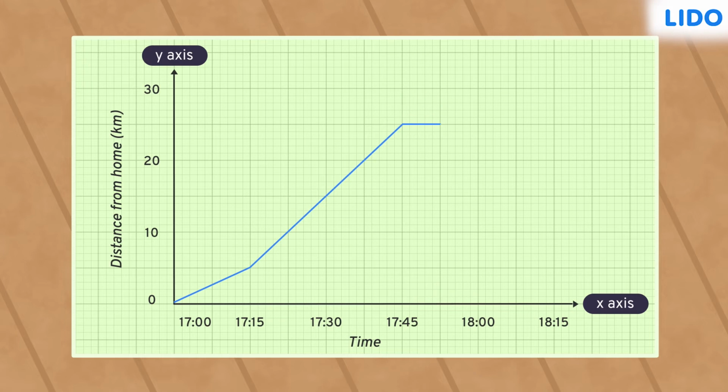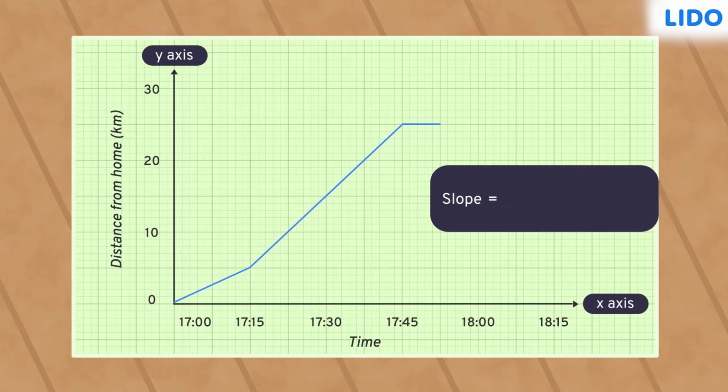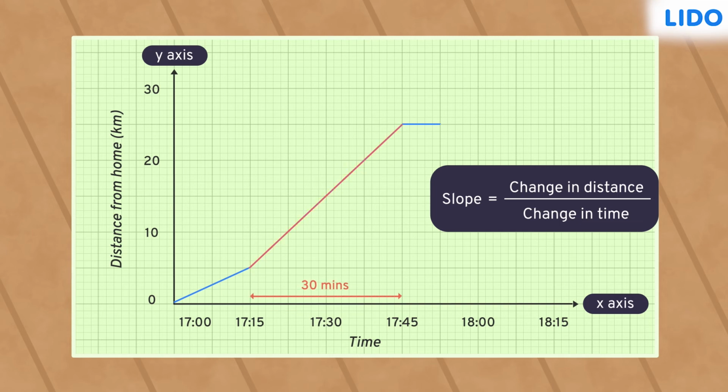Now, to determine the speed of an object, we can use the slope of the line in a distance-time graph. And the slope of a line is calculated by dividing the change in distance by the change in time for that time interval. Accordingly, let us calculate Roshan's average speed for the half an hour during which he rode non-stop, that is between 17:15 and 17:45.